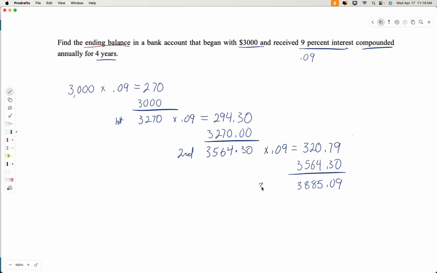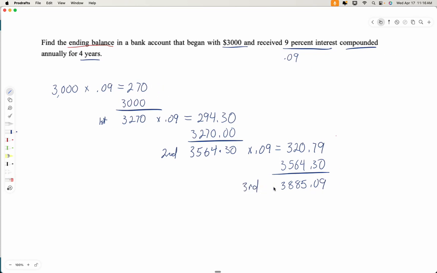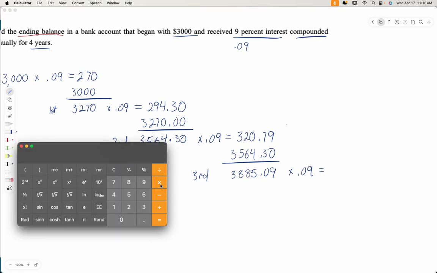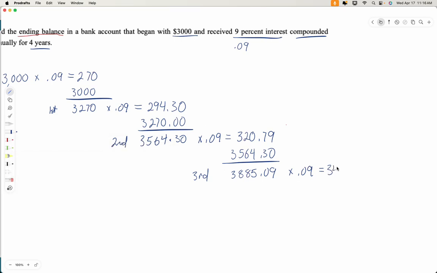All right, this is our balance at the end of the third year. We're going to do it one more time to find out what our balance is at the end of the fourth year. Times 0.09. So we're going to round that to 349.66. We add that back to this.